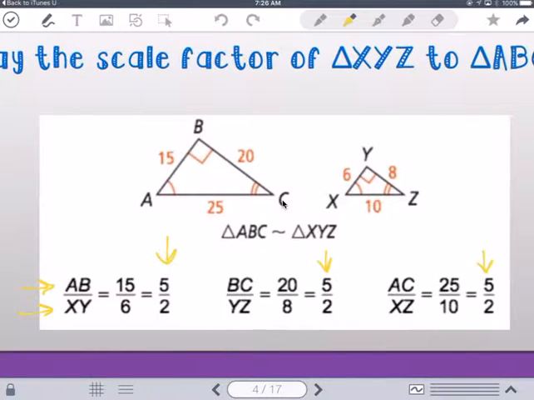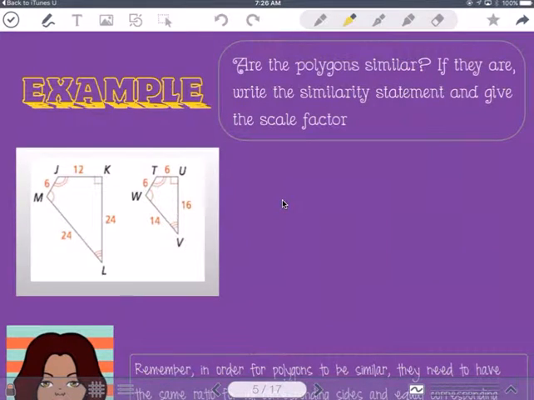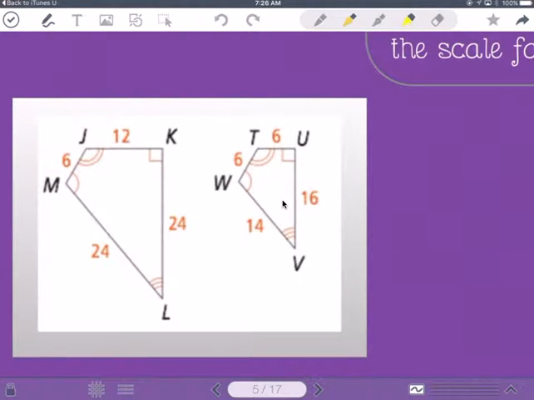This is where your math frac button might come in handy on your exam, because you're going to have to reduce all of your fractions, but your math frac button will do that for you. So let's look at this example here. It says, are these polygons similar? If they are, write a similarity statement and give a scale factor. So I'm going to highlight the corresponding sides.